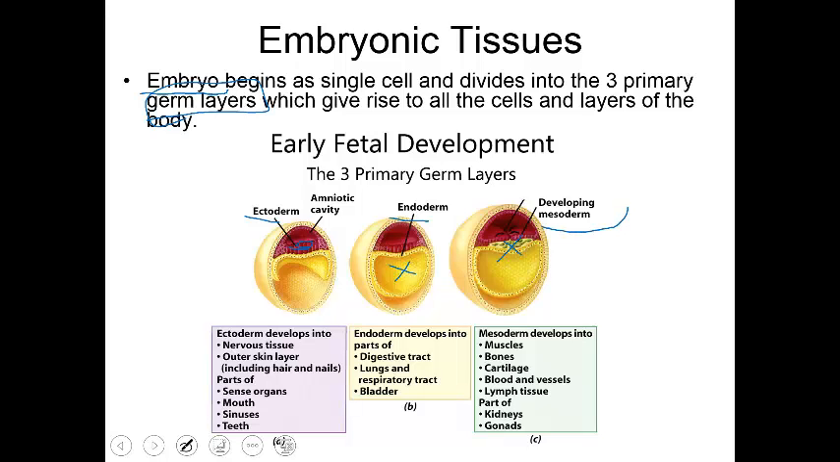So this slide here tells you exactly what develops from the ectoderm, what develops from the endoderm, and what develops from the mesoderm. So it would be a really good idea to familiarize yourself with what parts of the body originate out of each one of the 3 primary germ layers.